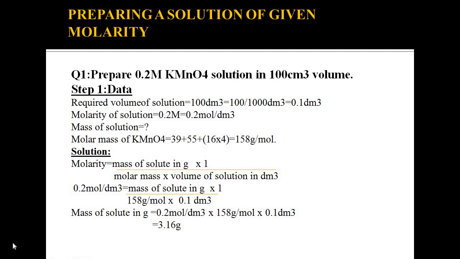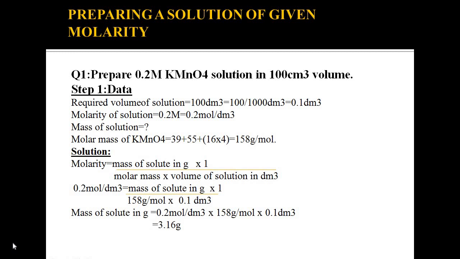Prepare 0.2 molar KMnO4 solution in 100 centimeter cube of volume. The same continuity is there. In the first part, you calculated the mass of solute, and in a similar way we calculate it here. Step 1 is the data. The required volume is 100 centimeter cube, and it must be in dm cube, so 100 divided by 1000 becomes 0.1 dm cube.